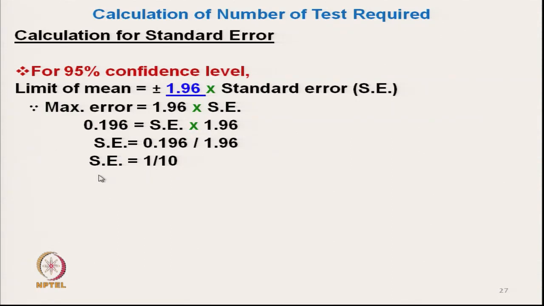Now, our target is to calculate the number of samples tested. So, what have we done? We have calculated the standard error, knowing the limit error, the maximum error from there, and the 1.96 came from the confidence level.